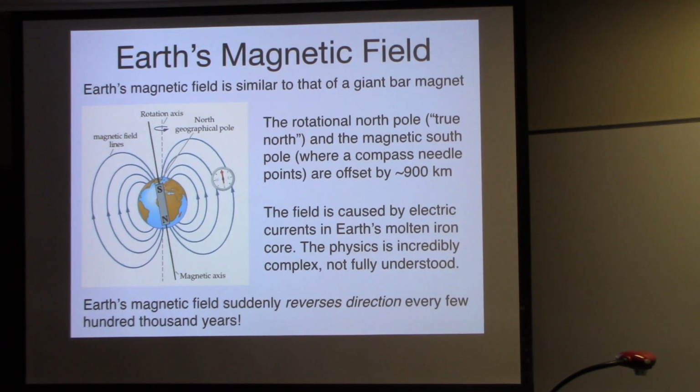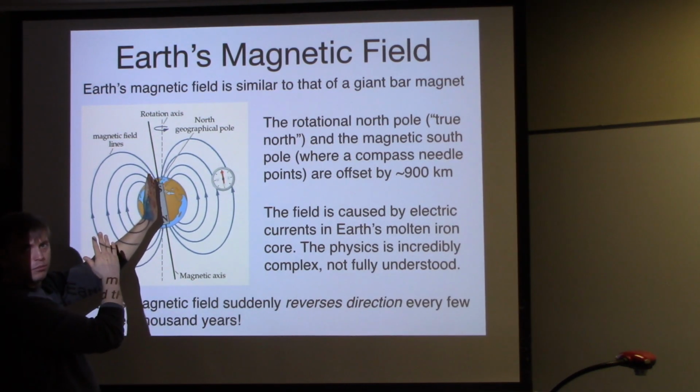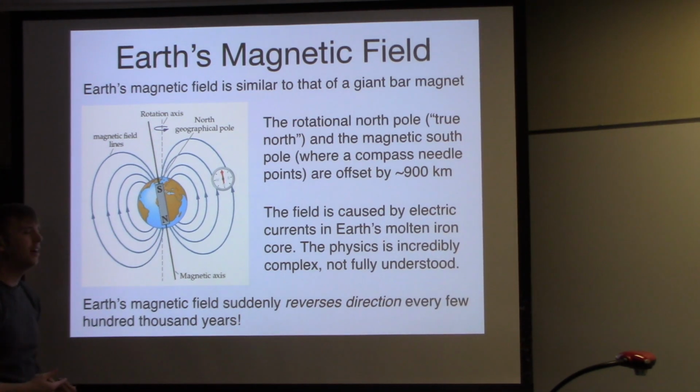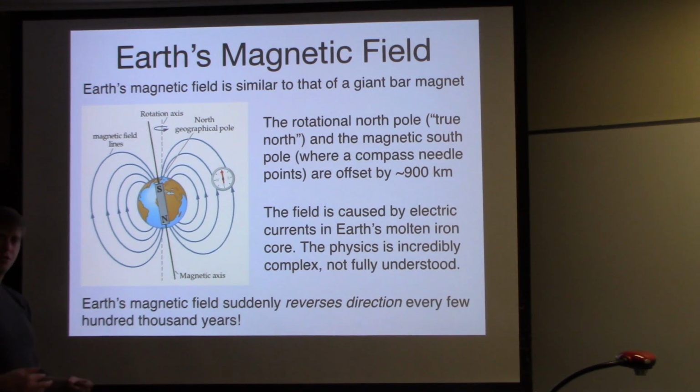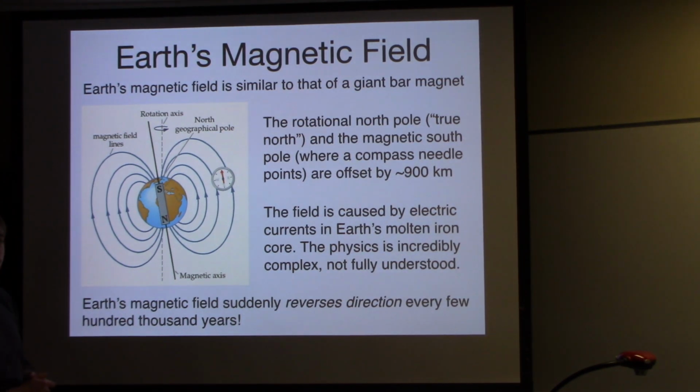And so, I said they're offset, these two poles, the rotational pole and the magnetic pole. They're offset by about 900 kilometers. So unless you're actually really close to the North Pole or the South Pole, this doesn't really matter that much, right? Because when we're down here, a needle points north, it doesn't really matter whether we're talking about the North Pole or the South Pole. They're pretty close to each other.